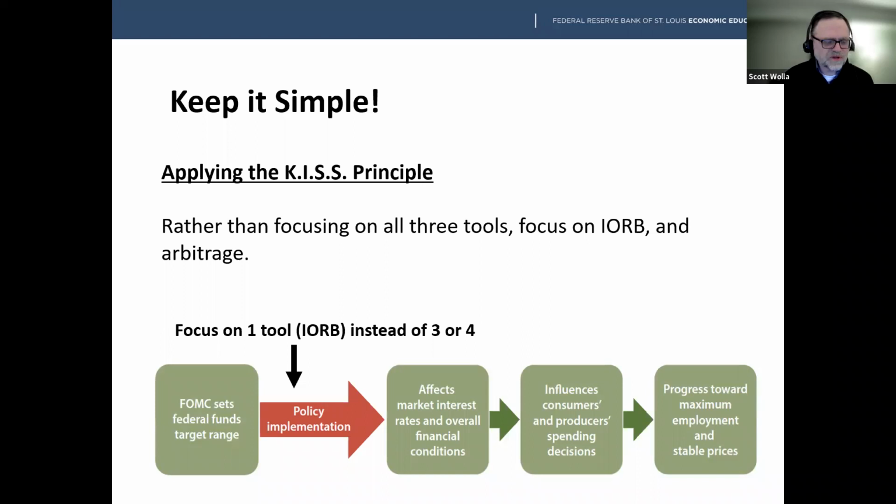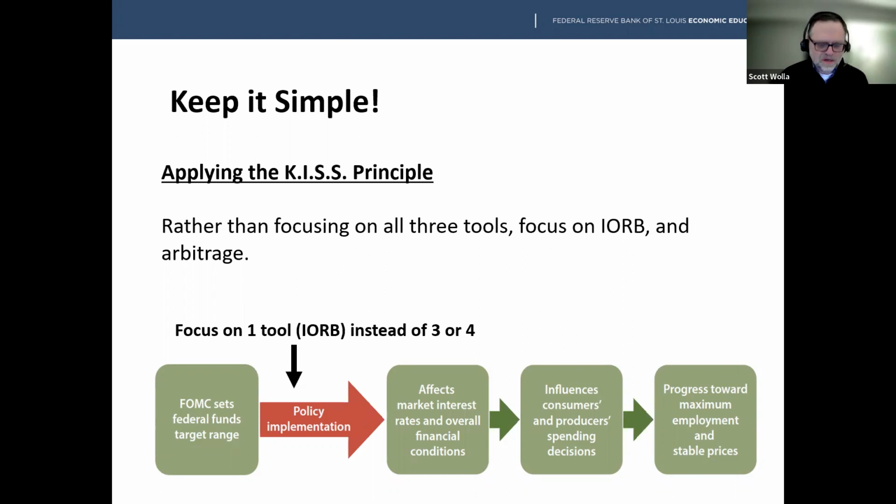This is a flow diagram we developed as we started writing about this. It's just a simple way to think about how Fed policy influences the economy. In the first square, the FOMC sets the federal funds target range. In the red arrow, this is where the tool is used, right? Policy implementation. This is where the interest on reserve balances rate would shift. And as the Fed shifts the interest on reserve balances, which causes the federal funds rate to shift as well, it affects other interest rates in the economy.